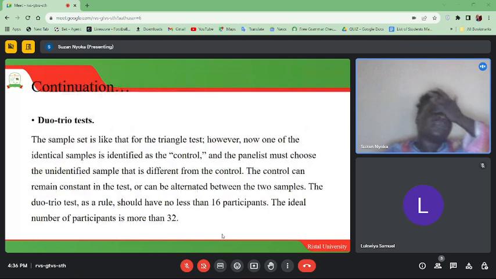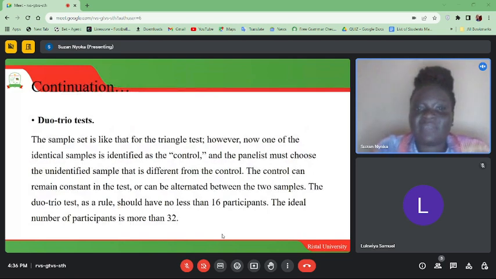And then next is the dual trial test. The sample set is like that for the triangle test. However, now one of the identical samples is identified as the control, and the panelist must choose the unidentified sample that is different from the control.